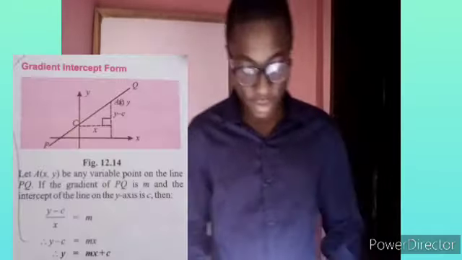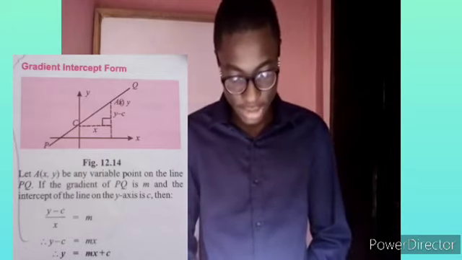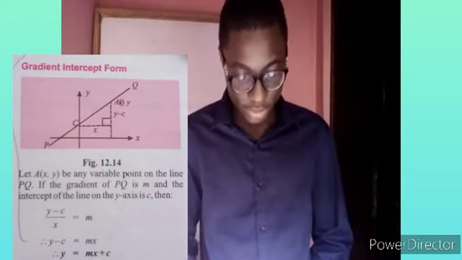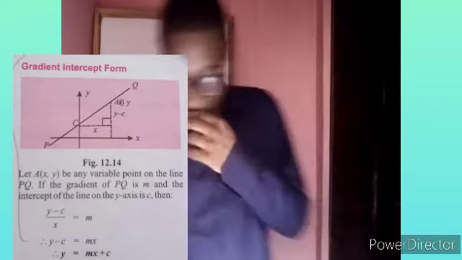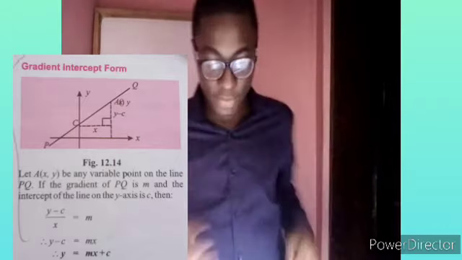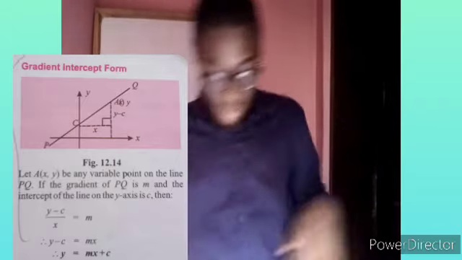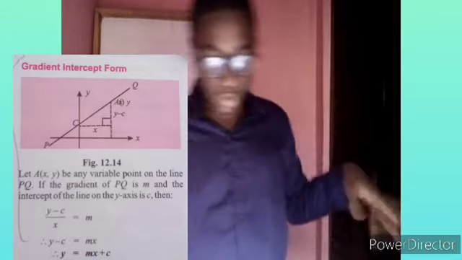So now let's move on to the next concept, which is the different forms in which we can express the gradient. So we have the gradient intercept form. The gradient intercept form is a form in which you can express the gradient of the line. In this case, all you need to do is let A equal (x, y), and that will be any variable point on the line PQ.